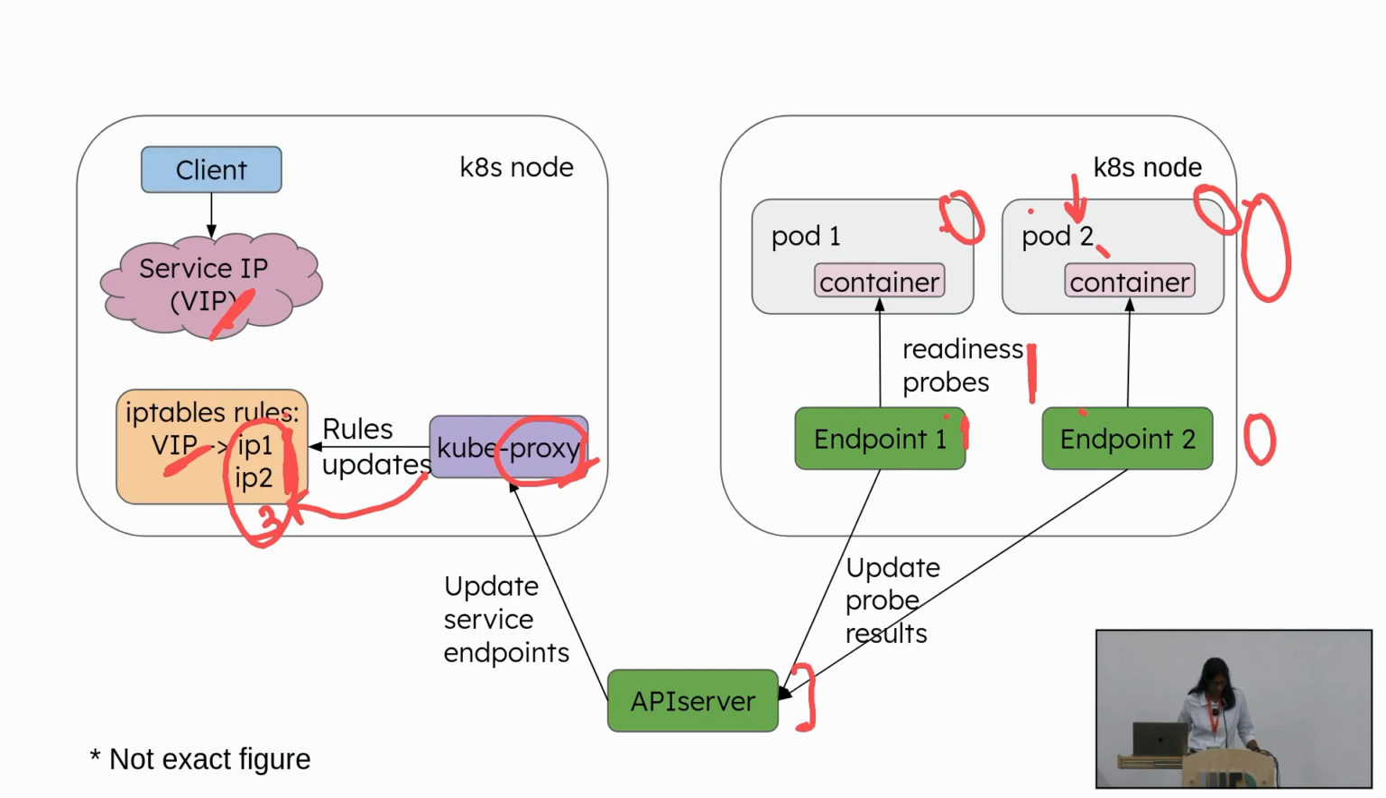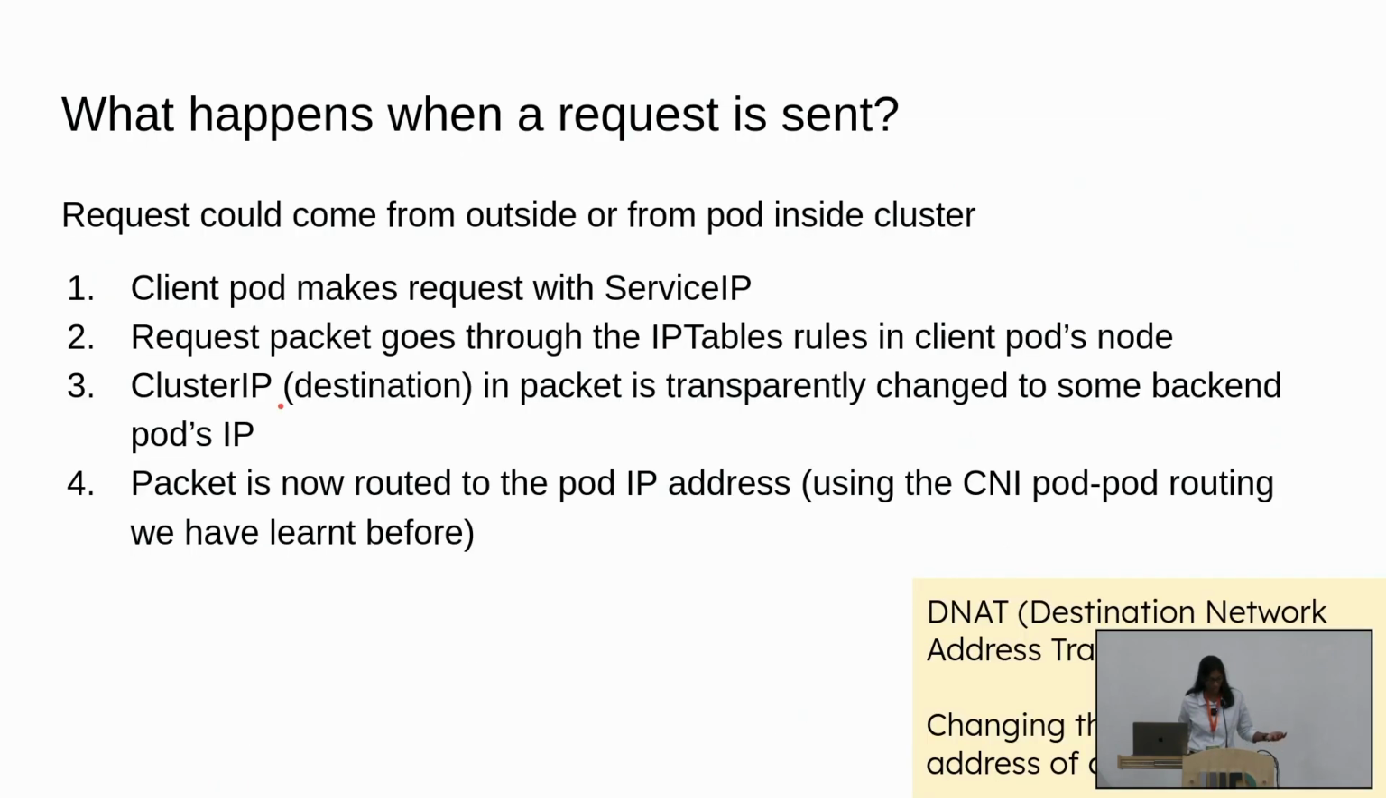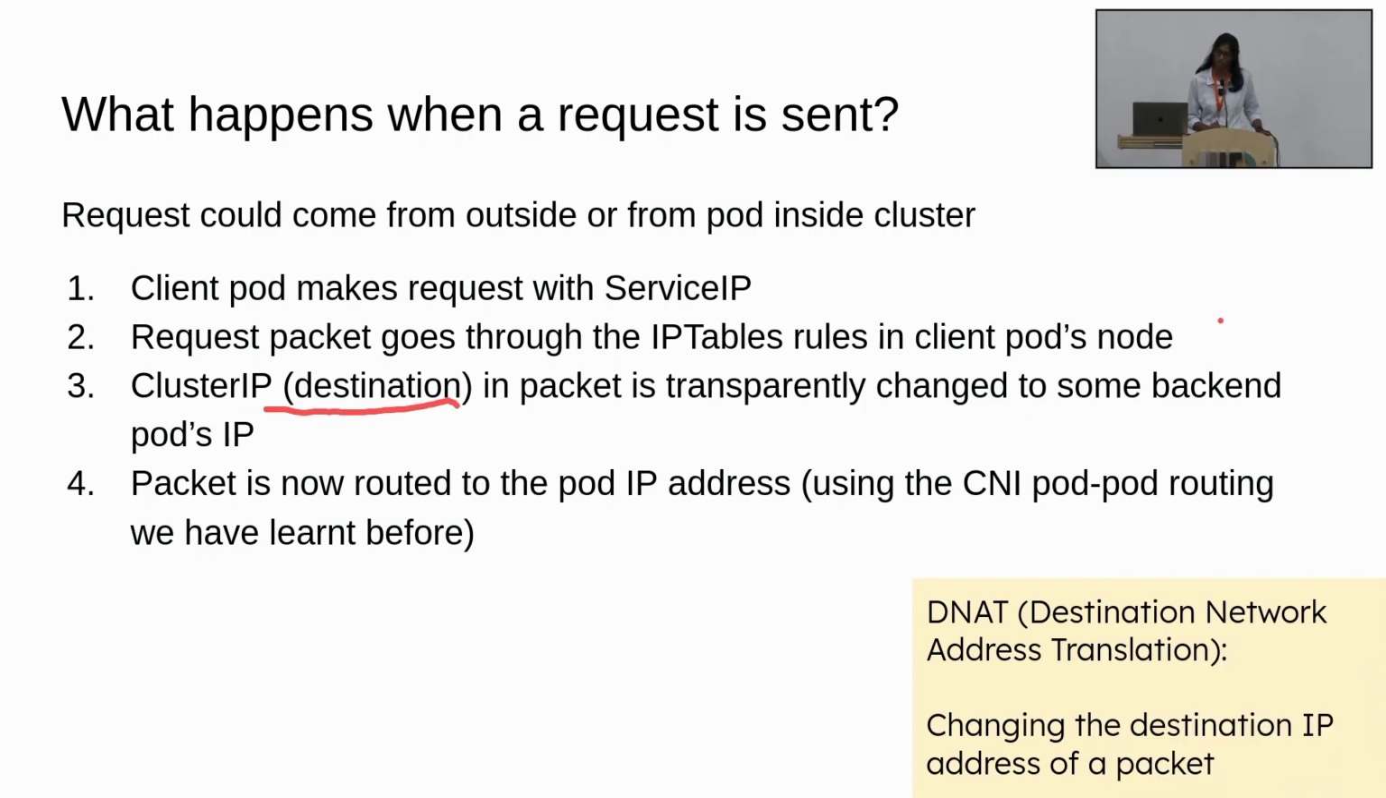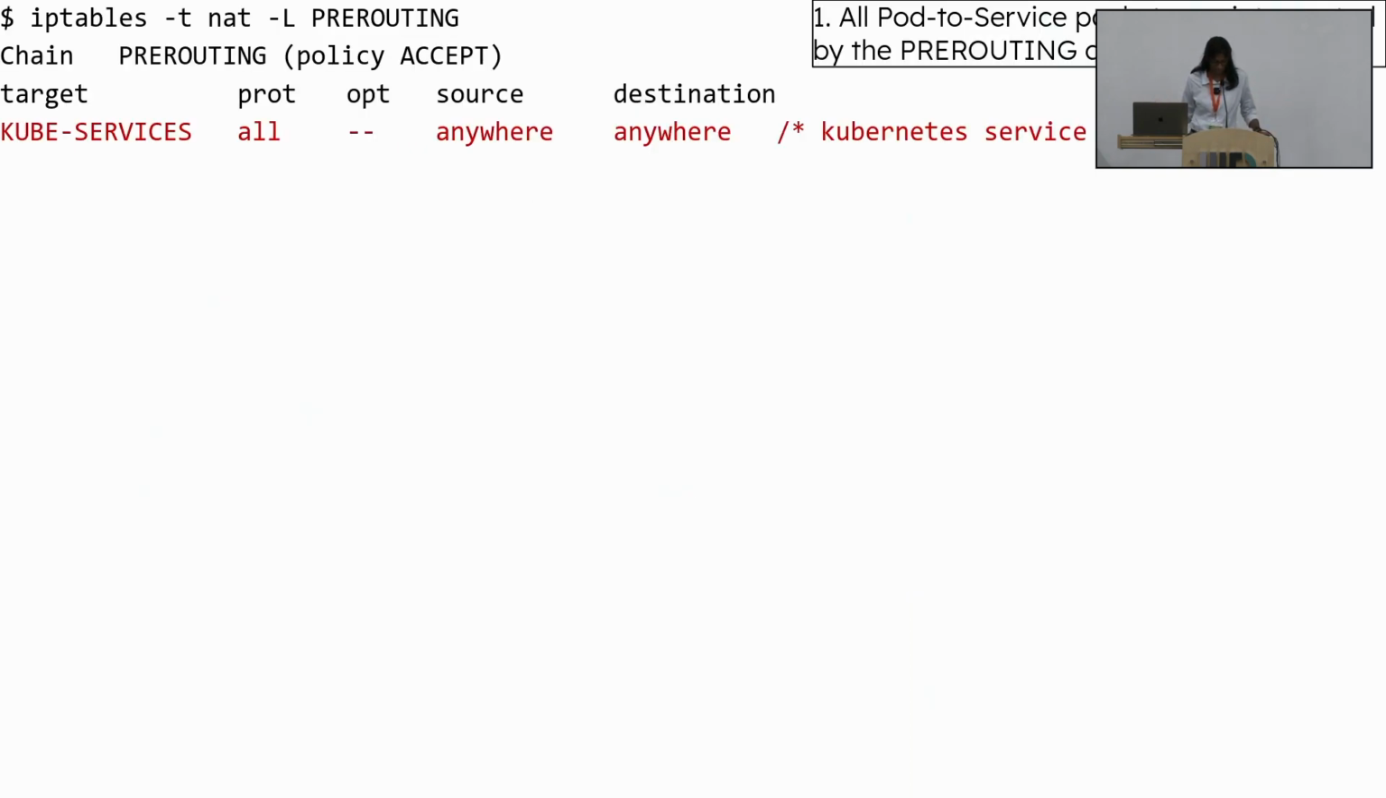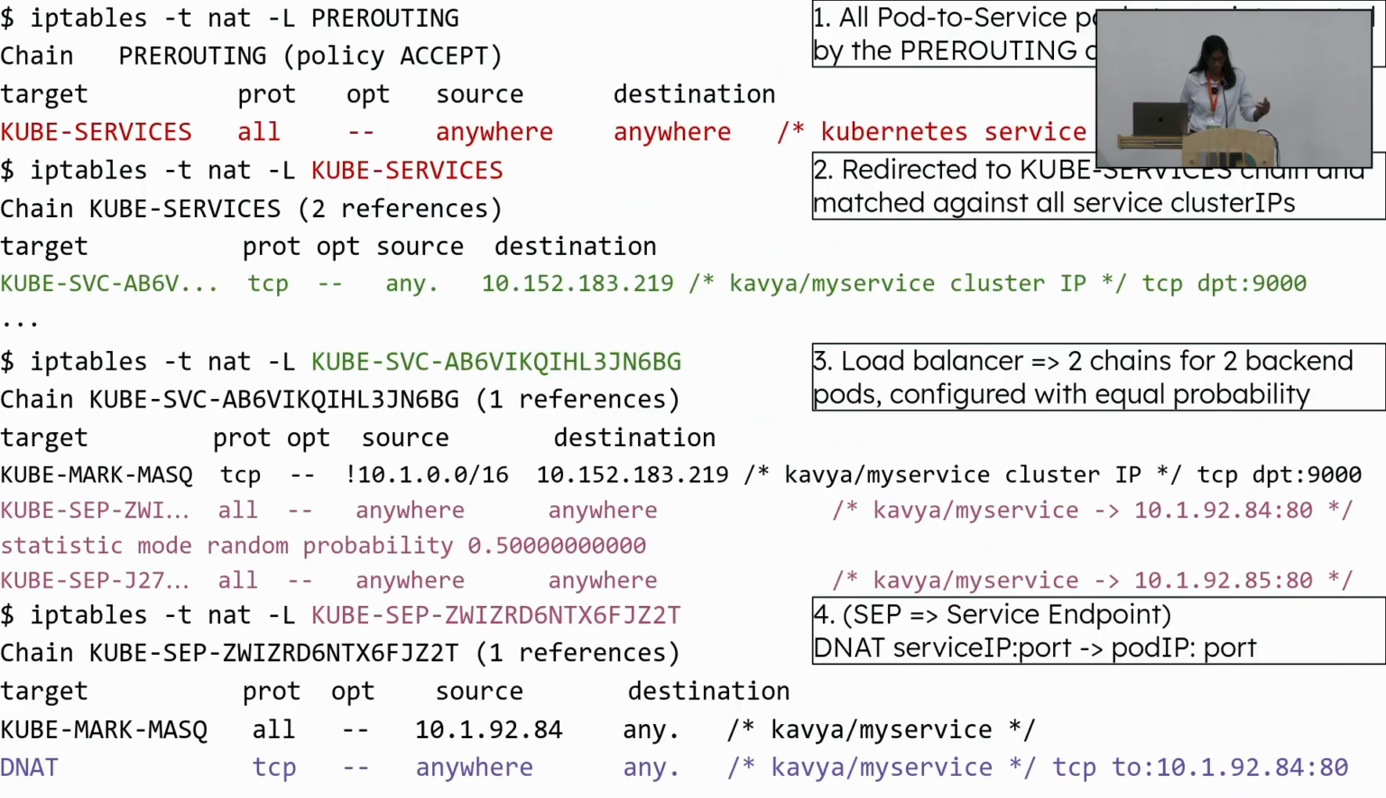So when a client sends a request to this service IP, using these IP table rules, the cluster IP, or the destination IP in the packet, is transparently changed to one of the backend pod's IPs, and now the packet is routed to this pod IP address. That is handled by the CNI's pod routing, because it knows how to send it to a pod. It just doesn't know what a service IP means and what to do with a packet sent to a service IP that it can't handle. So these are the IP table rules in Kubernetes.